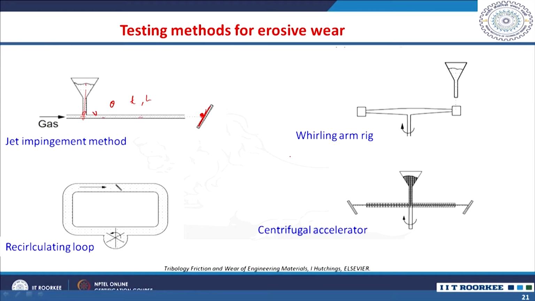Similarly, there is the whirling arm rig. You will have the material rotated and the particles impinging on the component. Or in a reciprocating loop, the material is placed here and the particles are rotated in a fluid. Or centrifugally accelerated particles are dropped, and at the same time there is a mechanism for the centrifugal force, and with the centrifugal force the material is damaged. So, you can assess the erosive wear.